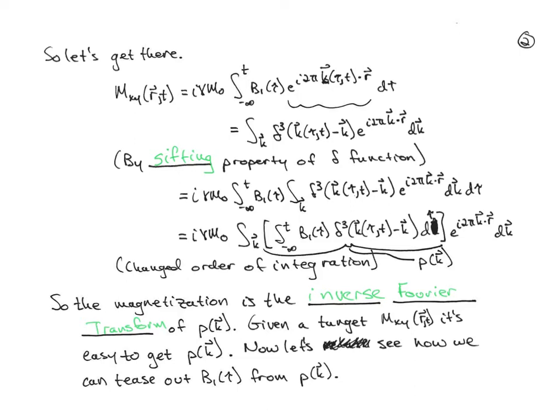And now we really have what we need. Given a target M_xy pattern that we want to excite, it's easy to get P of k by inverse Fourier transform. So now let's see how we can tease out B1 of t from P of k. That's the remaining step that we need in order to specify fully an RF pulse.